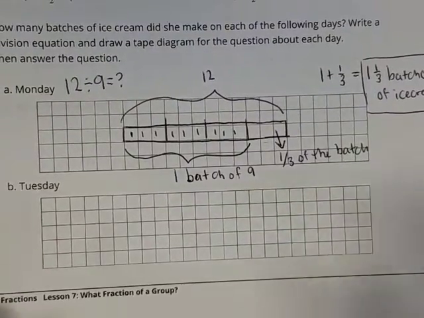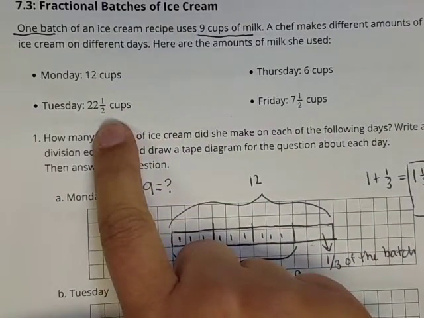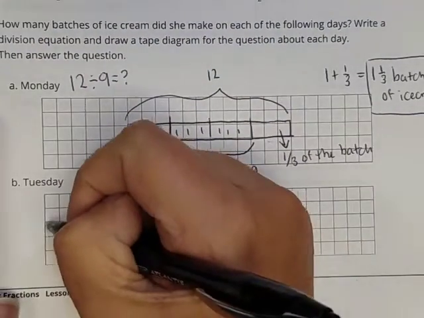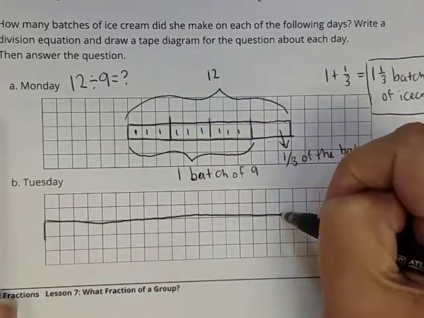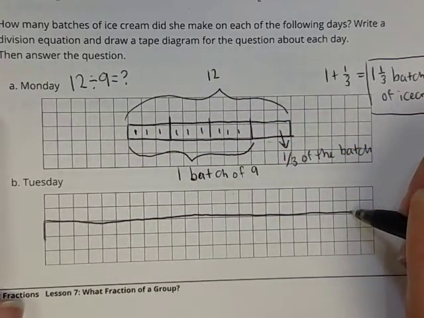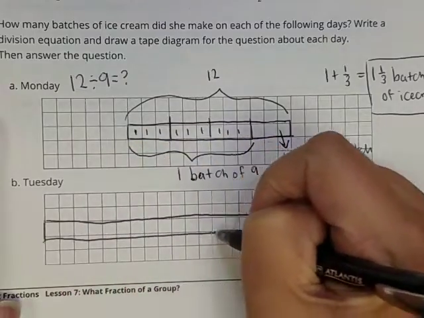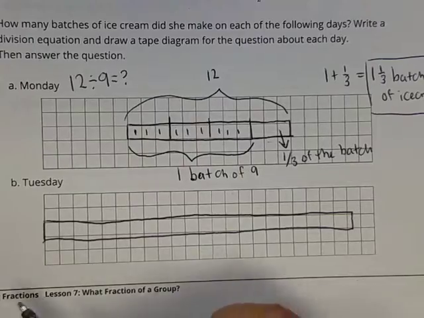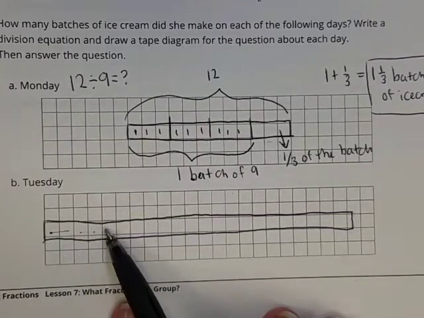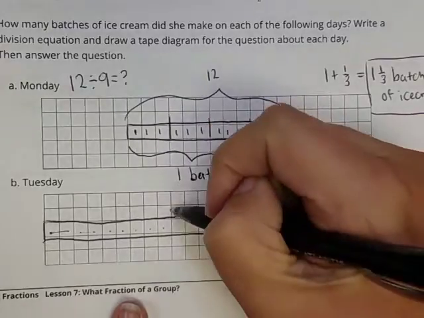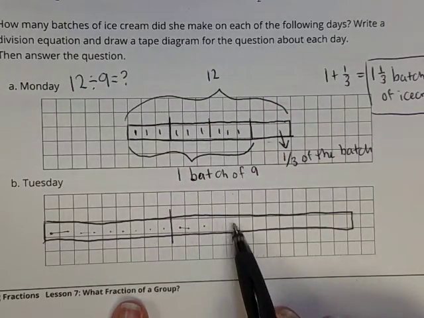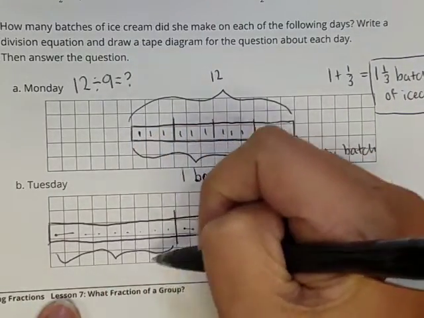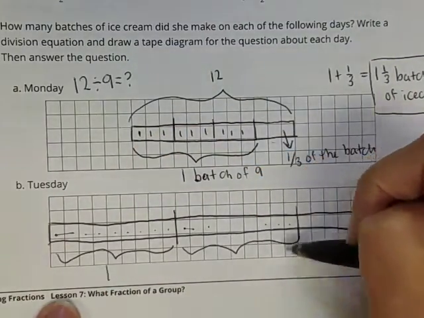Okay. Tuesday. On Tuesday, they use 22.5 cups. So we're going to have to draw 22 all the way across. So I'm going to go all the way, and I'm going to stop. I think it's right here on my answer key. So I'm dividing by 9, so I'm going to break it up into groups of 9. 1, 2, 3, 4, 5, 6, 7, 8, 9. 1, 2, 3, 4, 5, 6, 7, 8, 9. So here's my one batch. Here's my second batch.